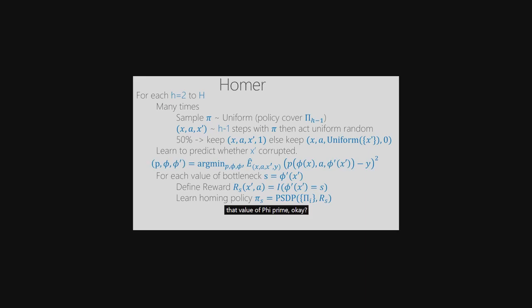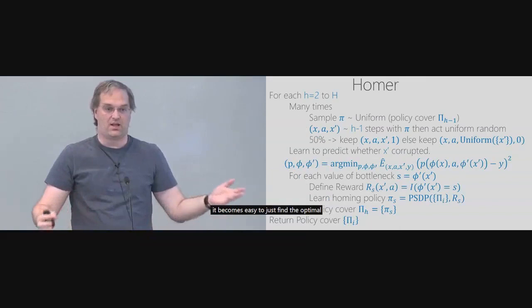Okay, and then once we've done this for each of the different values of phi prime, we can create a policy cover by just grouping together the policies that we've discovered. And now after we're done, we can create a policy cover for all the different time steps. And then just return that. Okay, so I haven't solved for a particular external reward function, but once you know how to reach all the corners of the dynamic space, it becomes easy to just find the optimal policy using the same technique that we're talking about here.